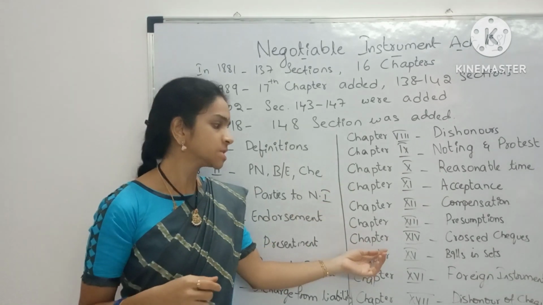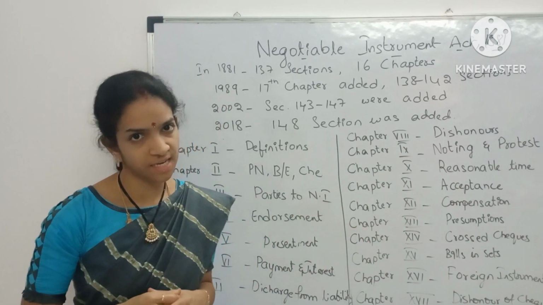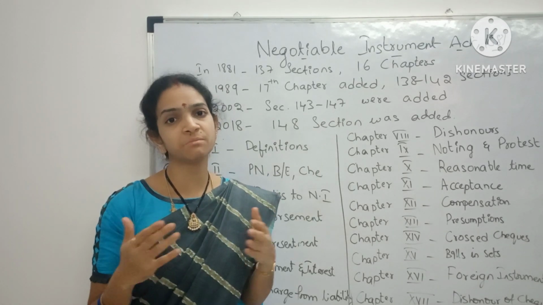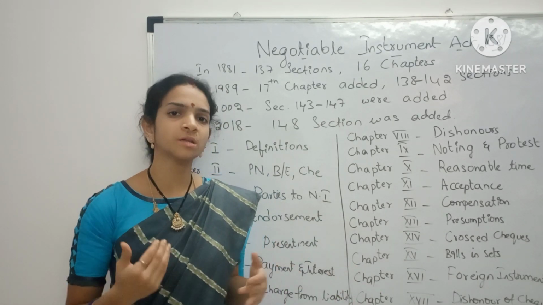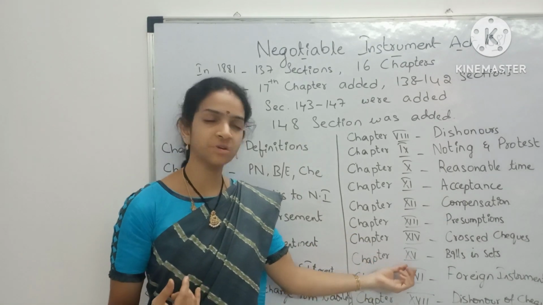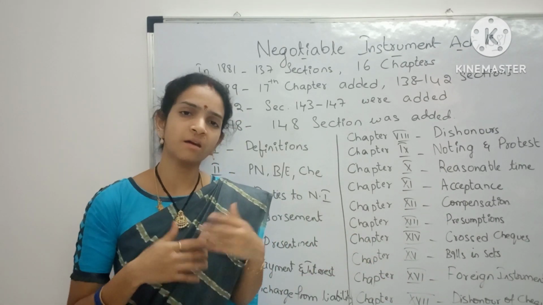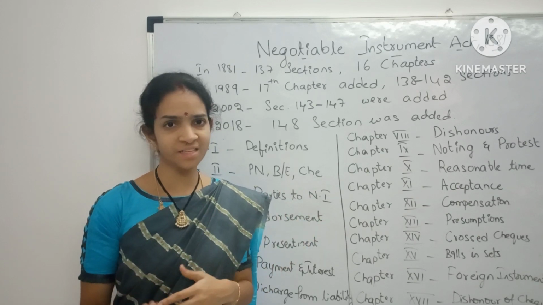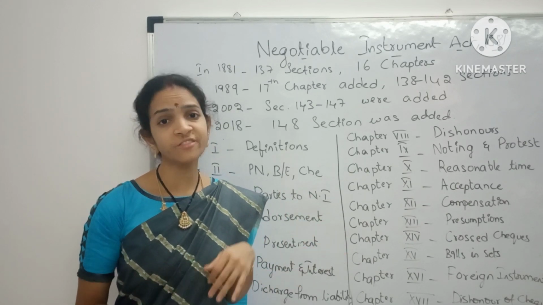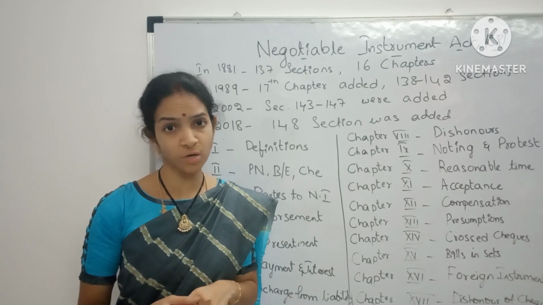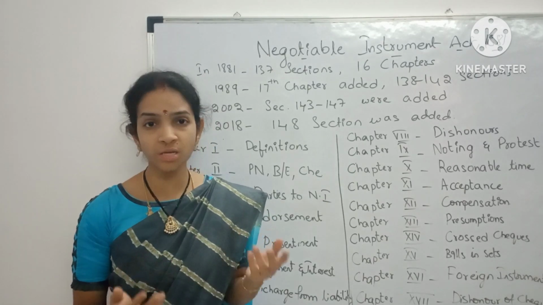Chapter 15 deals with bills in sets, that is when a bill of exchange has been made in copies, then what the consequences are. Next is chapter 16, which deals with foreign instruments. There are two kinds of instruments, inland instruments and foreign instruments. What if a foreign instrument has been brought to India for payment, then what are the consequences?